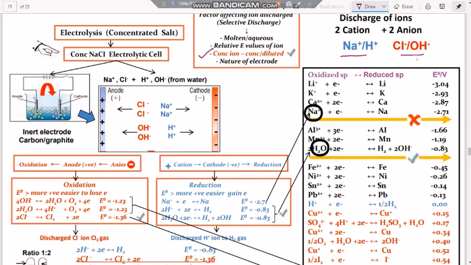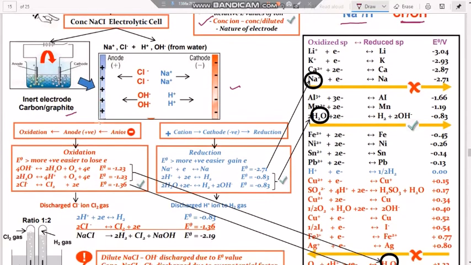We can see in the diagram, and anions, chloride ion and OH minus ions, also we can see in this one. Inert electrode, here carbon and graphite, we can take anything. And here chloride and OH minus ions move towards the anode, and Na plus and H plus ions move towards the cathode.